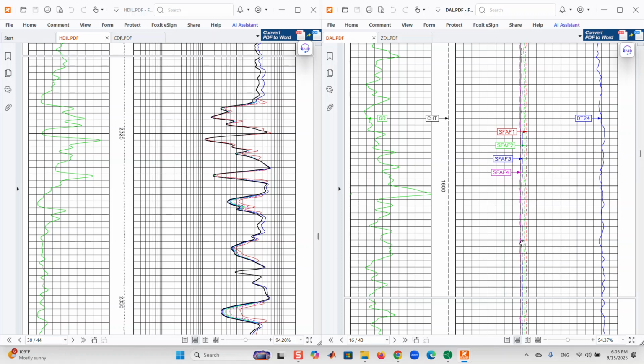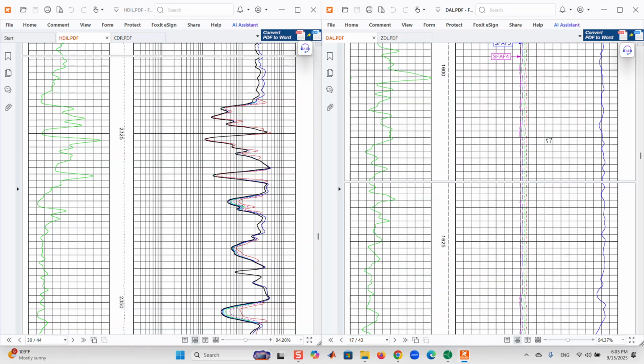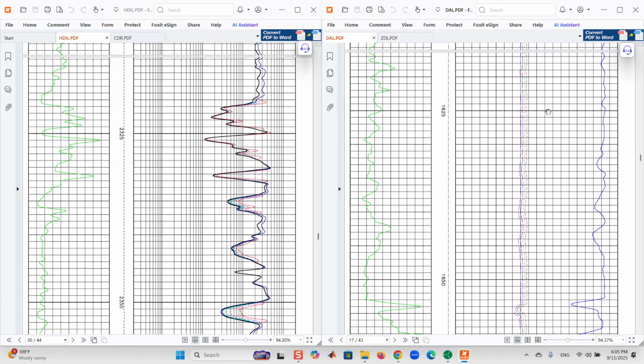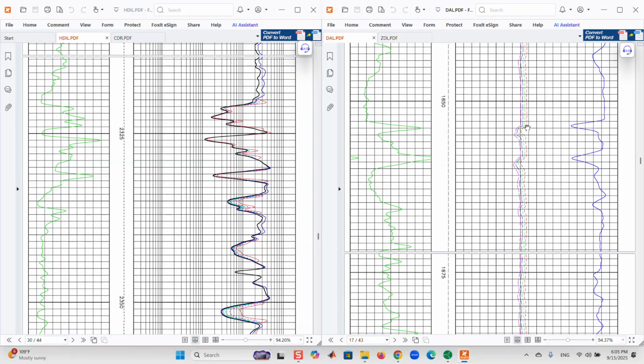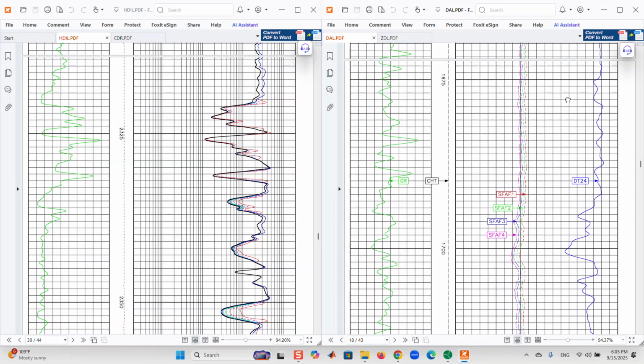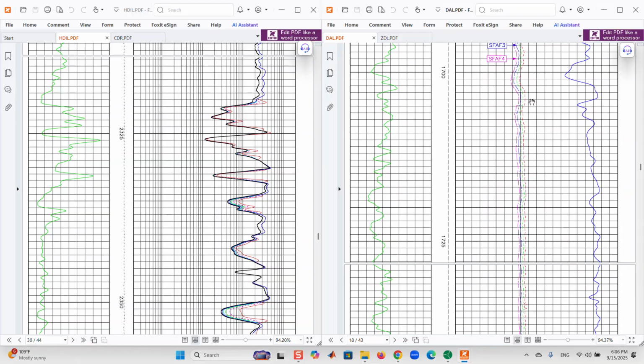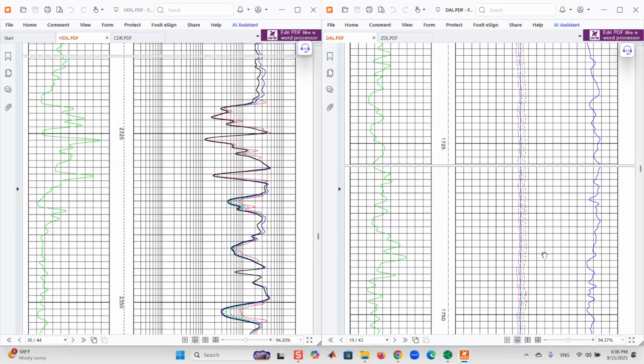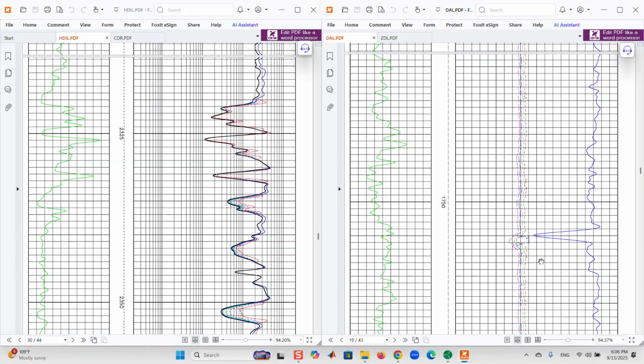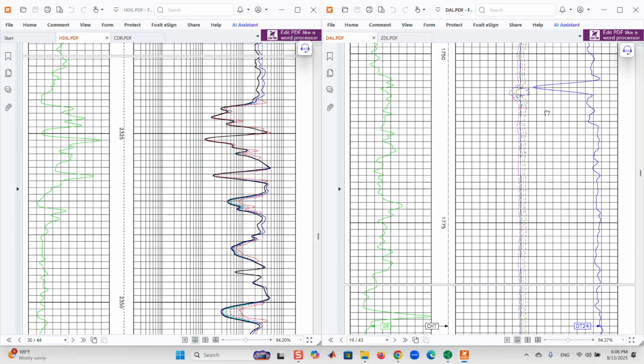As can be seen, all curves are smooth, no anomalies can be observed, and the readings are reasonable. The readings of all curves are depth matched, are compatible with each other, and no spikes or sparks can be seen.